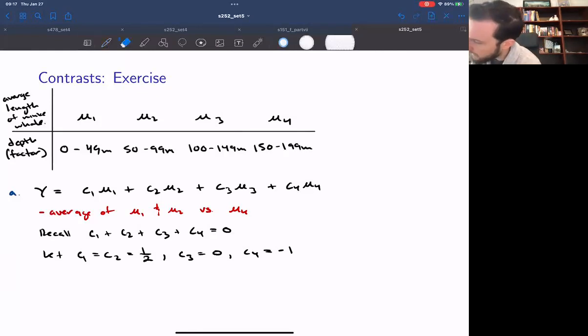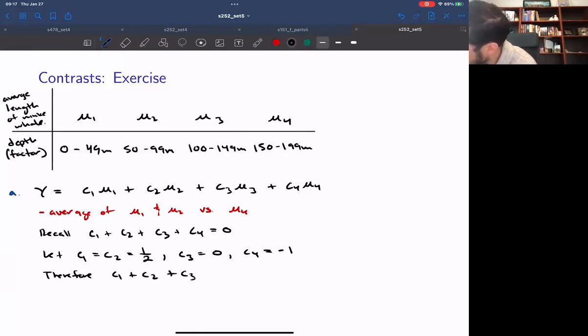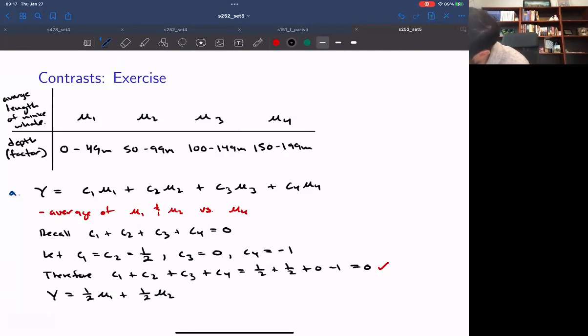So therefore C1 plus C2 plus C3 plus C4 is equal to 1/2 plus 1/2 plus 0 minus 1 equals 0, as required. And then gamma is going to be 1/2 mu1 plus 1/2 mu2 minus mu4.